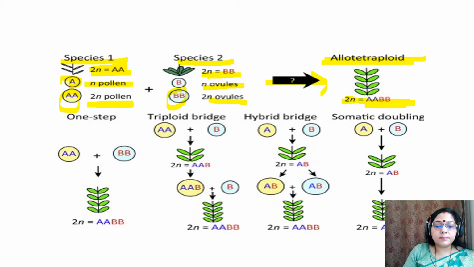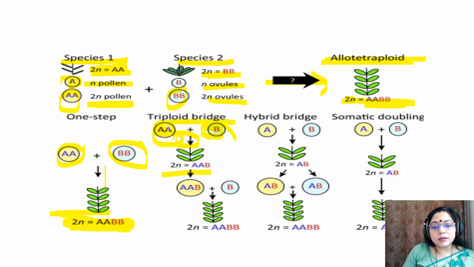And now what happens when a triploid bridge occurs? When AA and BB are crossed, we get a normal 2n species, AABB. But when a triploid bridge occurs, it means when 2n pollen of one and n ovule of another species are crossed, then 2n is equal to AAB. This is a sterile plant, and when crossed with only B, a haploid plant, then we can also get 2n, that is AABB.